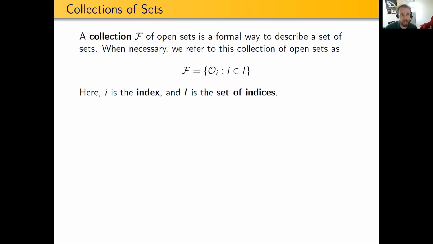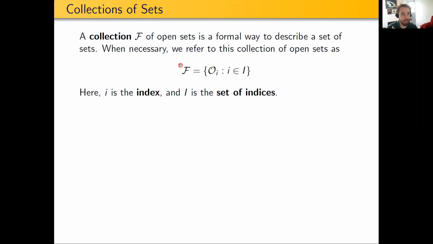So as a reminder, a collection of open sets is a formal way to describe a set of sets in which each of the sets in the larger collection is open. A nice way to refer to these, and a way that we'll use often, is we will define the entire collection, so that's the set of sets, using the script F. And then we will use these script O's to describe the individual open sets in the collection.